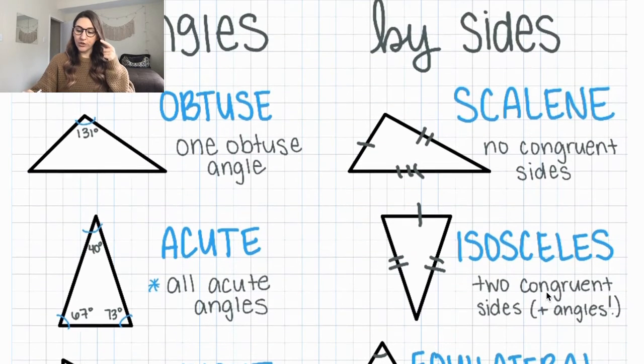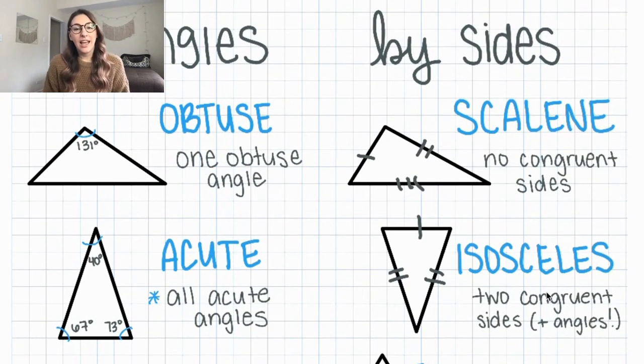So we can also, of course, classify a triangle by its sides, or the lengths of its sides. So the first option is a scalene triangle, which has no congruent sides. We can see by the tick marks on that first triangle that none of the sides are the same length. They're all different. They have no equal sides, so it is scalene.